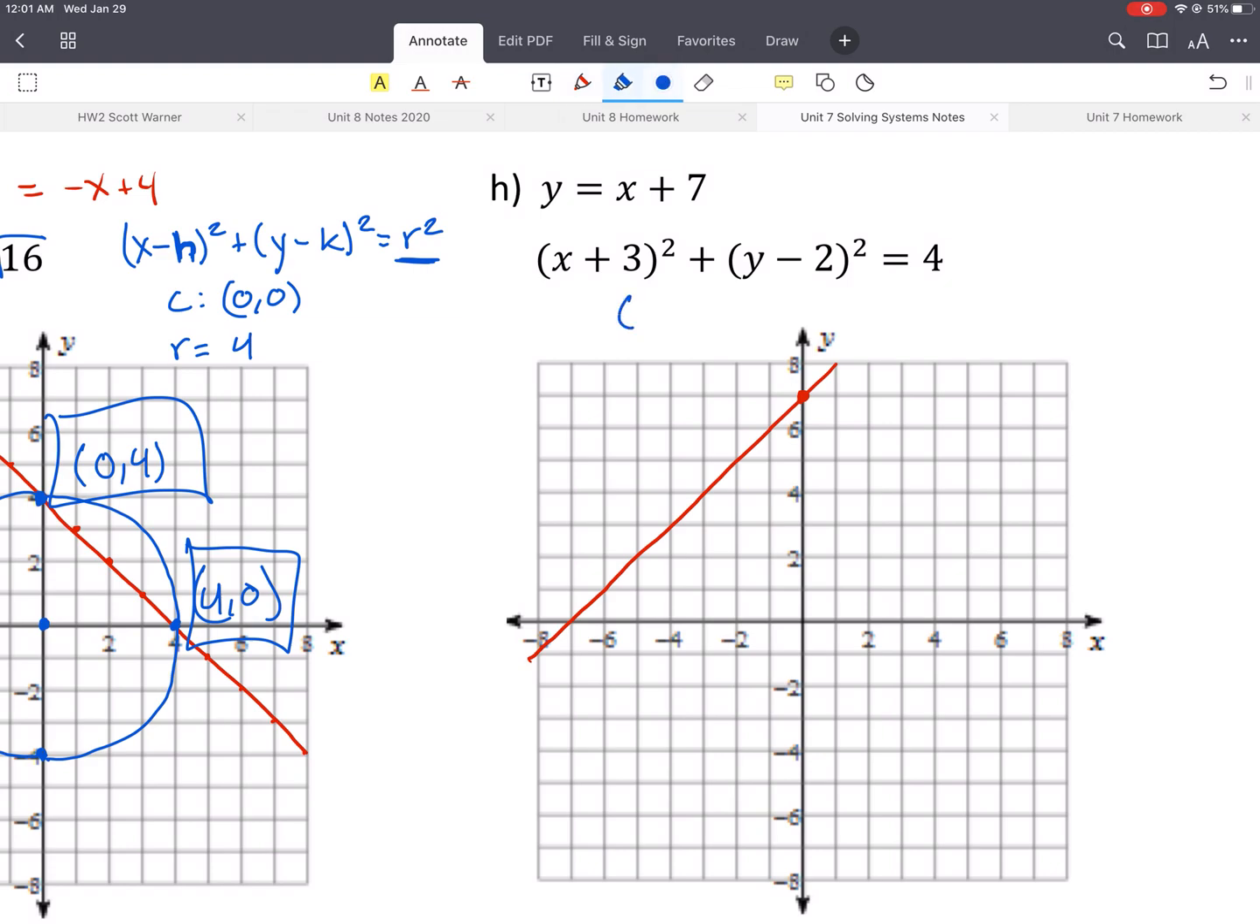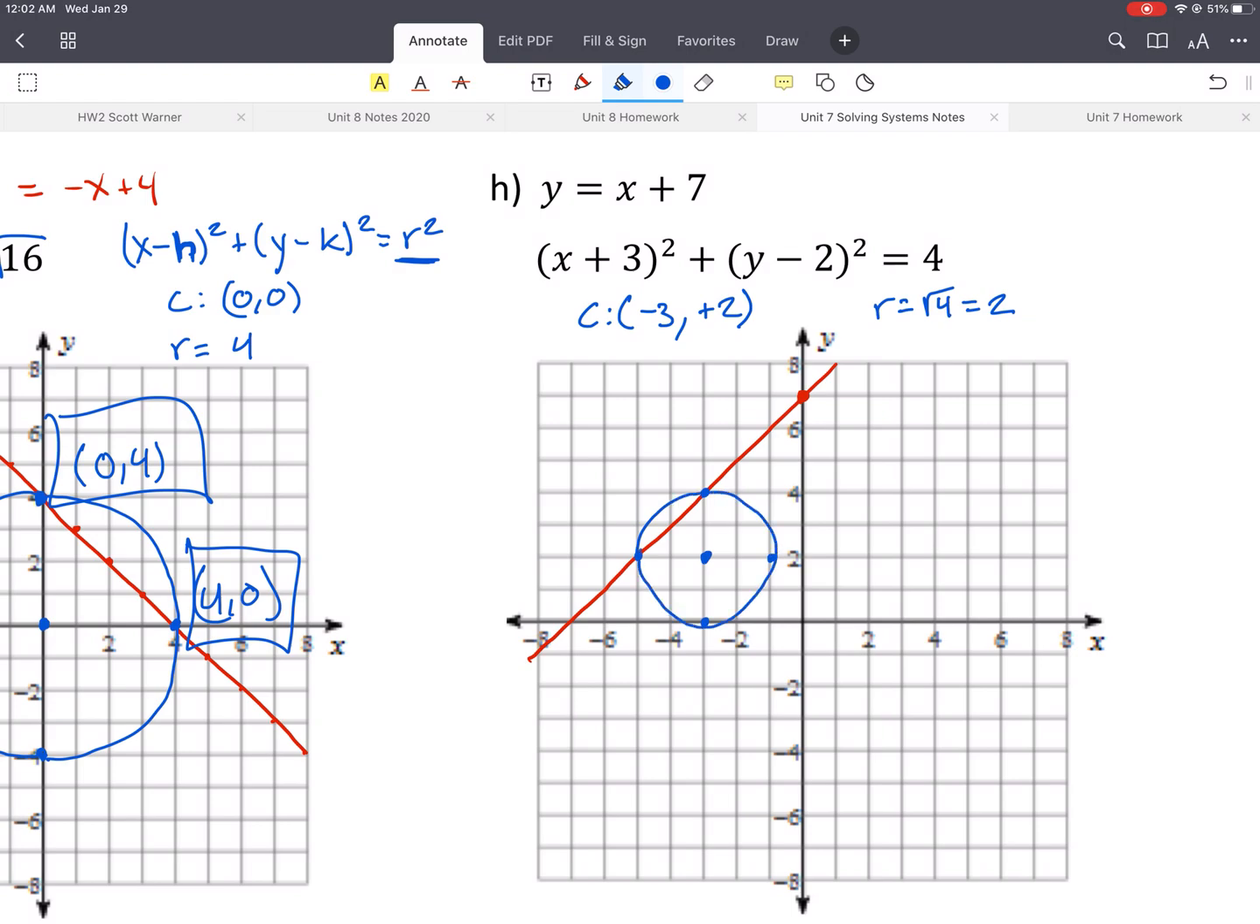Our center is -3, +2. Remember, when you take them out, it's going to change its sign because we have this negative and a negative. So center is -3, 2, which is right here. And then our radius is the square root of 4, which is 2. So we'll do 2, 2, 2, and 2. And then we will do our circle.